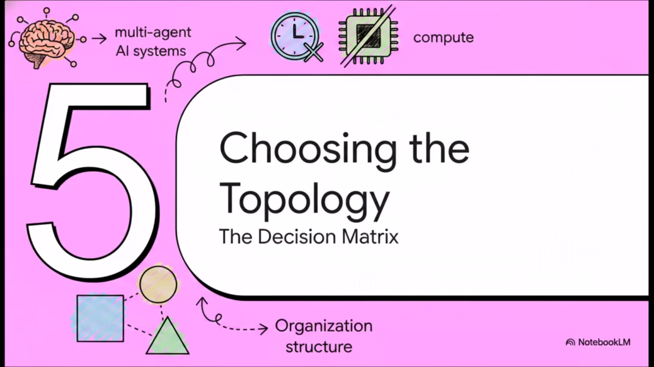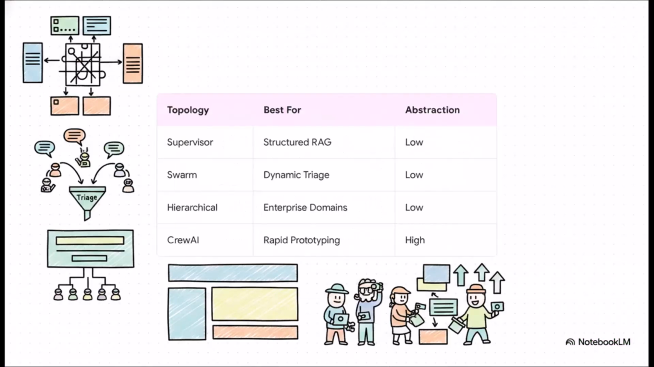Section 5. Choosing the right topology. The decision matrix. All right, this is the real climax of our explainer. We're going to help you actually hire the right organizational structure for your specific project so you aren't wasting time and compute. I want you to focus specifically on the best 4 column here to grasp the core utility of each.